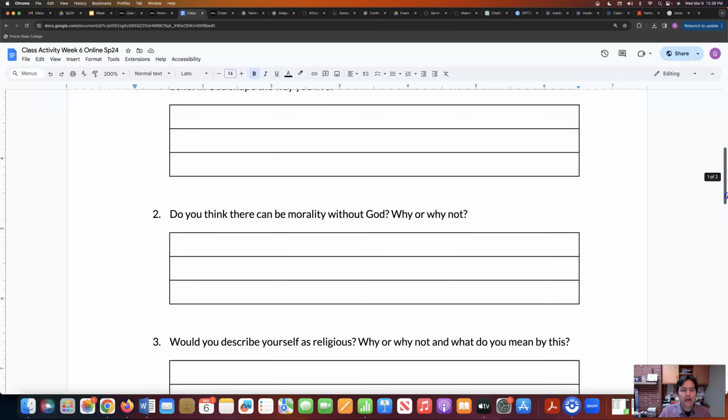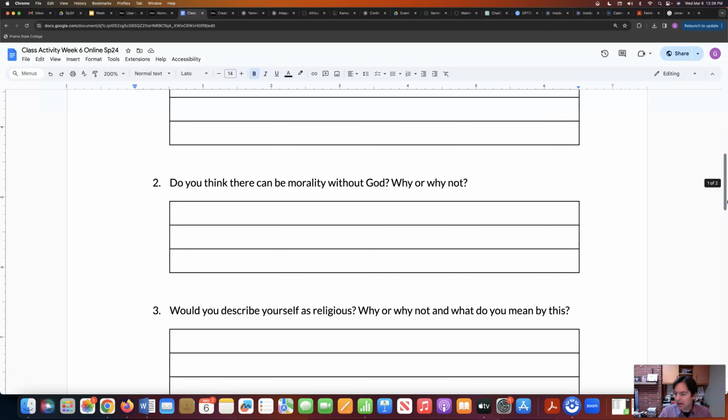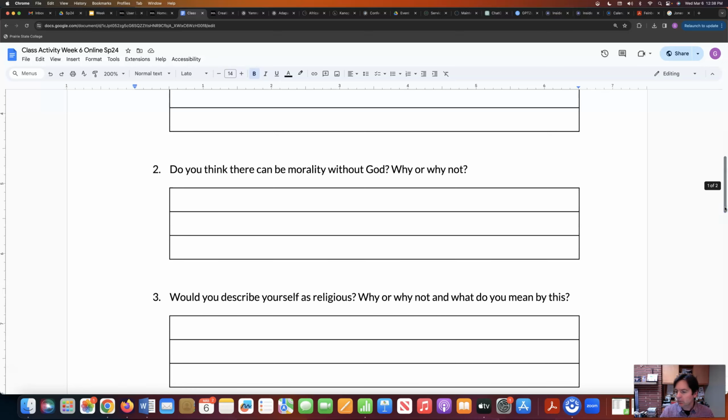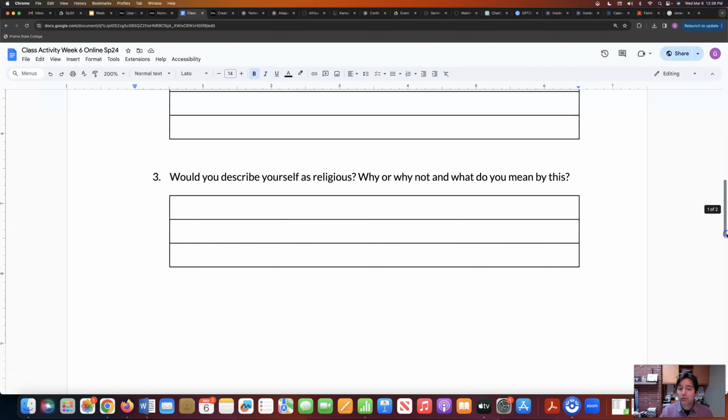Okay. Do you think there can be morality without God? This was one of the discussion questions. So if you've already written about it, you can share your thoughts again here. Why or why not? Why does morality depend on God, or why doesn't it? Would you describe yourself as religious? Why or why not? And what does that mean for you?